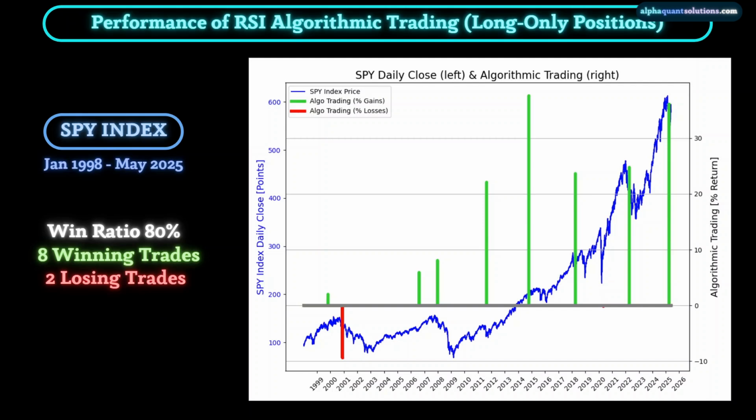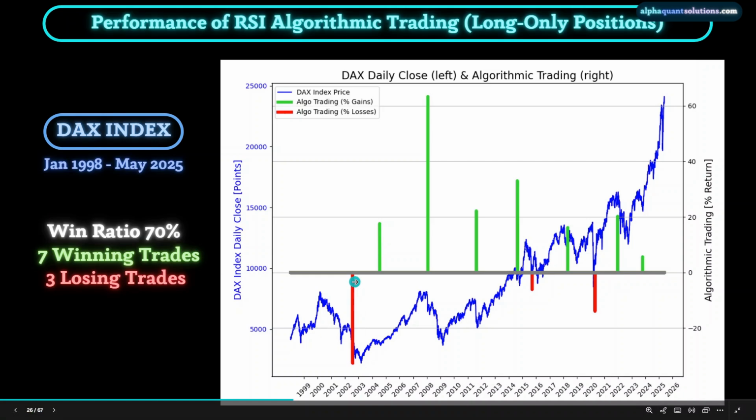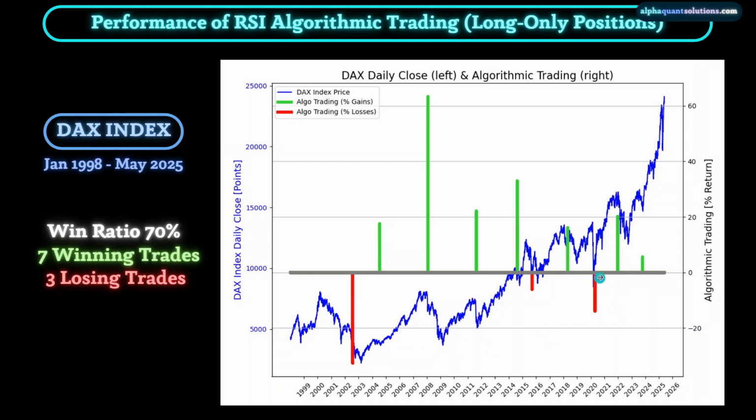Now we apply again the same algorithm without any changes to the DAX index, just to test its robustness a little bit. In this case, we have again 10 trades, 7 winning, so a win ratio of 70%. We see here a substantial loss again during the bear market of the dot-com bubble, and another one during the COVID pandemic. So these are really the two big losses that jump out of the graph.